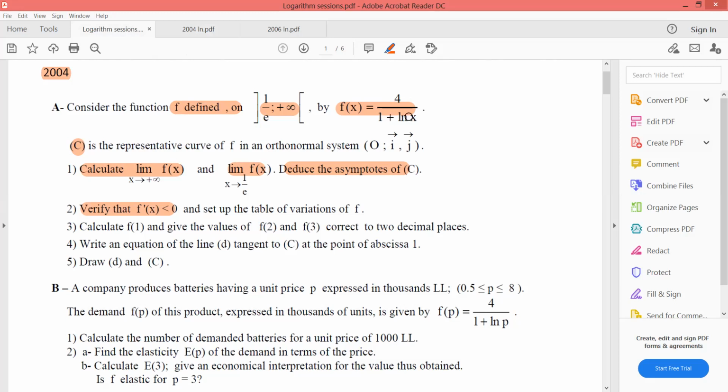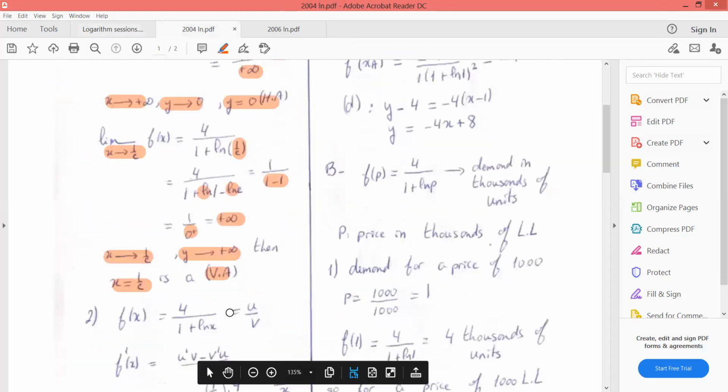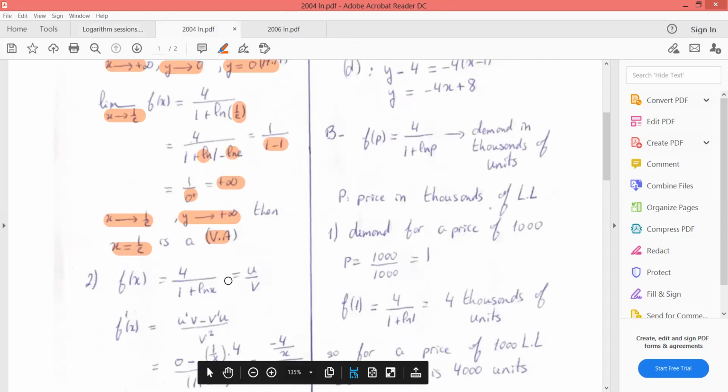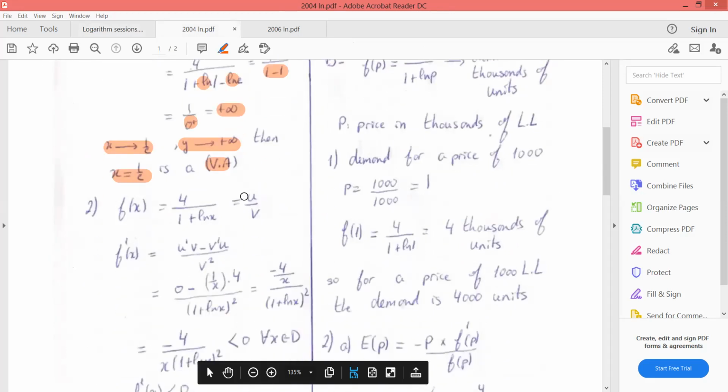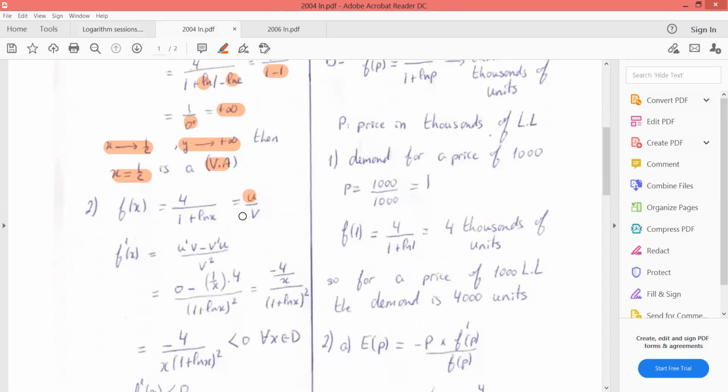v is 1 plus ln x, v prime is 1 over x, since the derivative of ln x is 1 over x, so we apply the rule. So here, 4 over 1 plus ln x. u is 4, so u prime is 0. v prime is 1 over x.